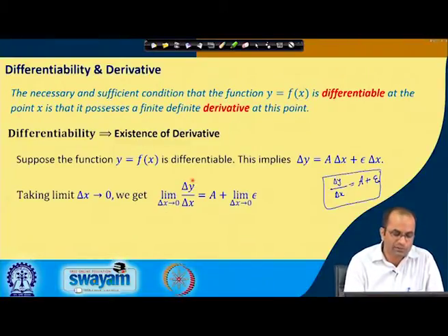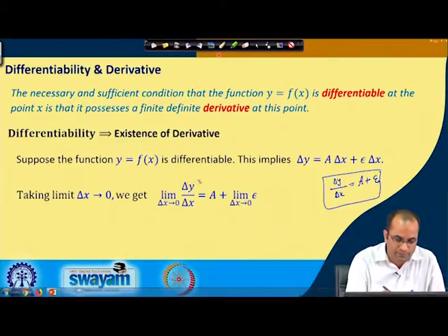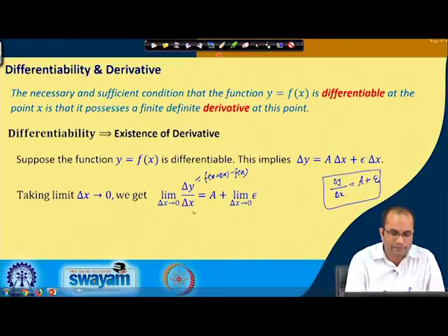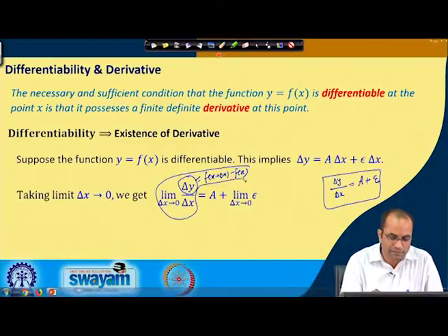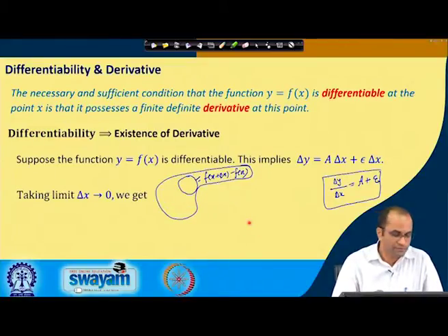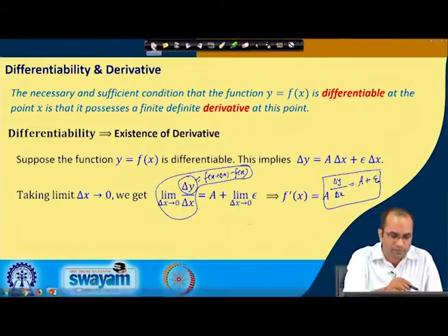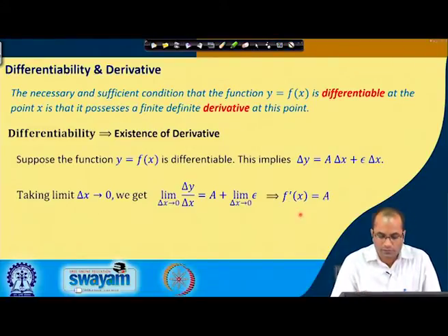So, in this case we get the limit of delta y over delta x. This is the quotient in the derivative we have seen. This term here is nothing but f of x plus delta x minus f of x, divided by delta x, with the limit as delta x goes to 0. So, this term becomes the derivative which we have discussed in the previous slide. So, we get f prime of x is equal to A, because epsilon will go to 0.